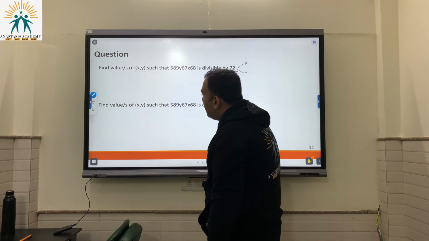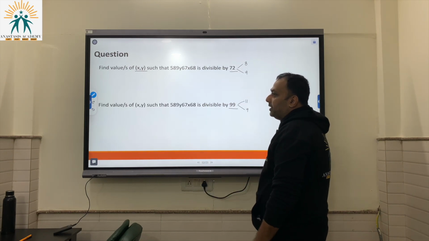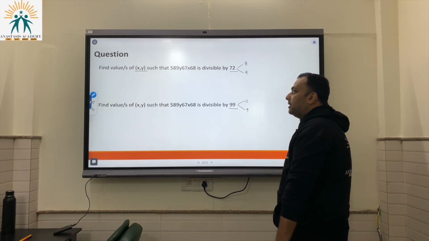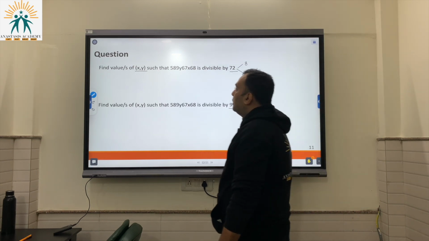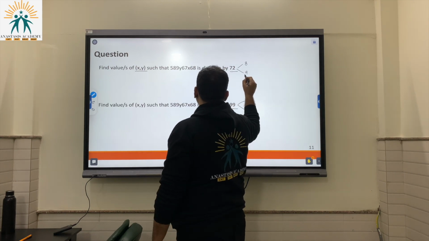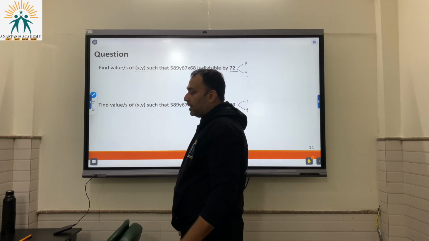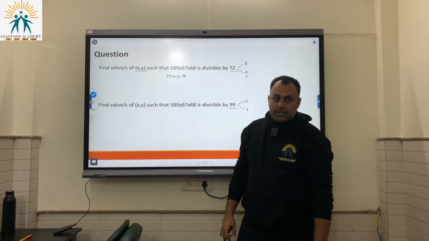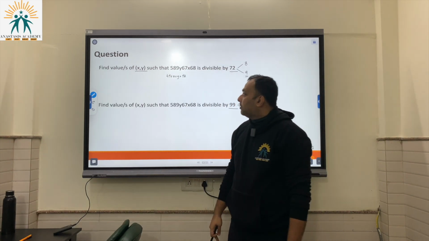Find the value of x, y such that this number is divisible by 72. If it has to be divisible by 72, it has to be divisible by 8 and by 9. First thing I'm checking for is divisibility with 9. This entire number adds up to 49 plus x plus y, which is a multiple of 9.